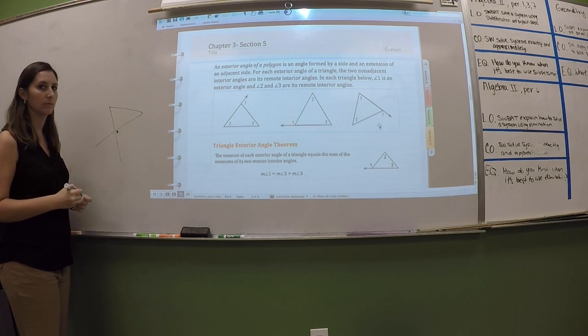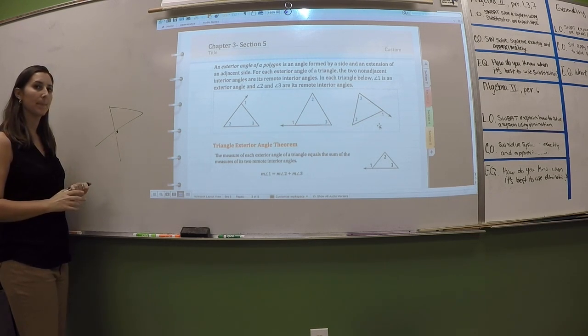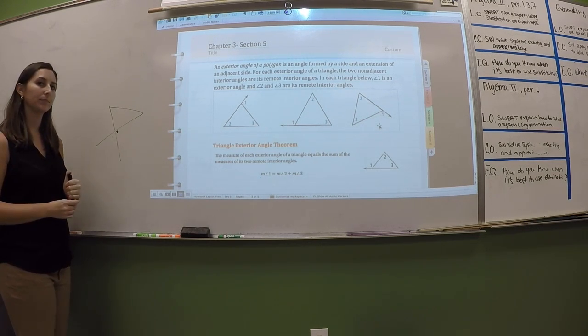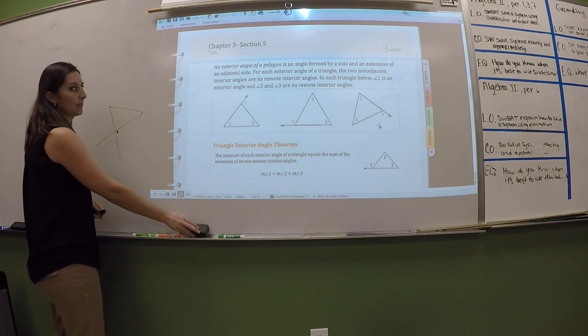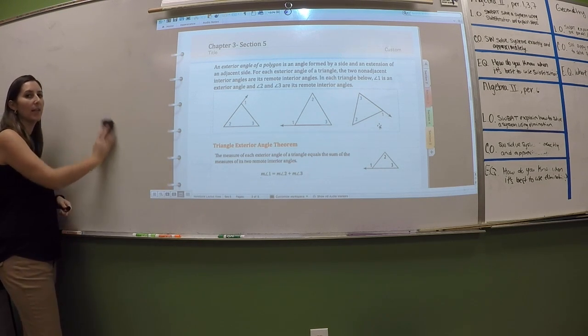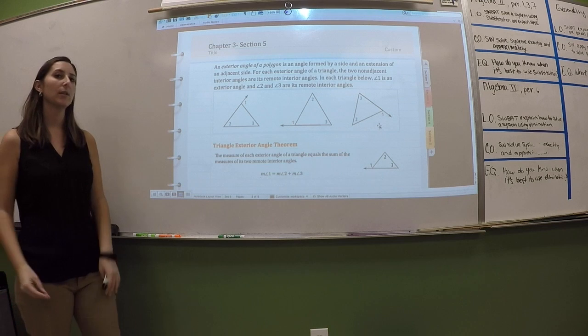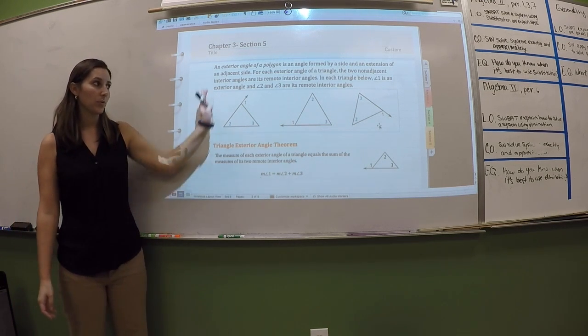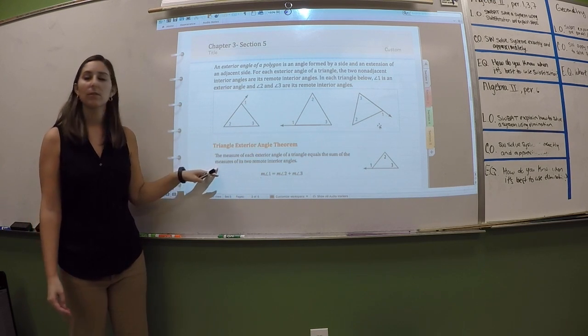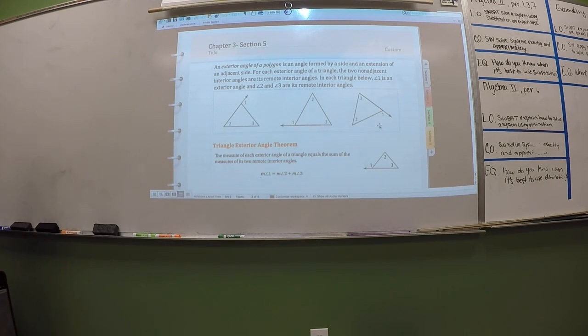Would it just be numbers or could it be a y? Is the exterior angle only numbers or could it be a letter? Oh, it's definitely going to be a letter in some situations and we'll have to solve for it, and other times there'll be a number and we'll use it for something else. Yeah, so it could be either. Okay, so now that we know what an exterior angle is, we have the triangle exterior angle theorem.